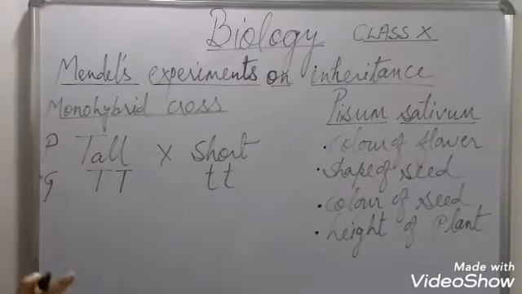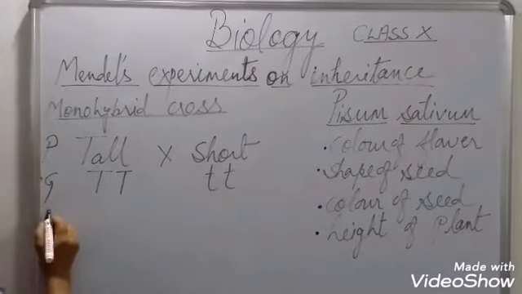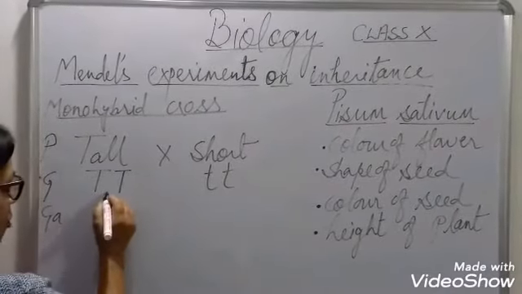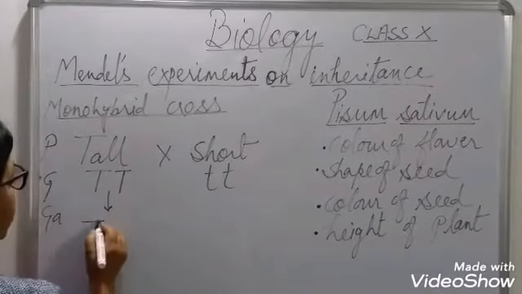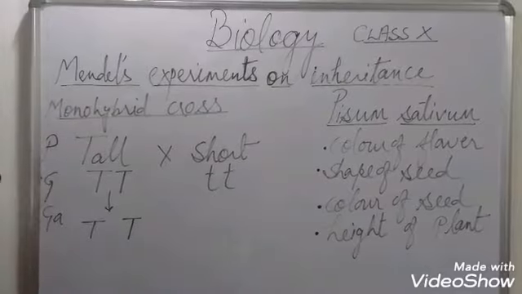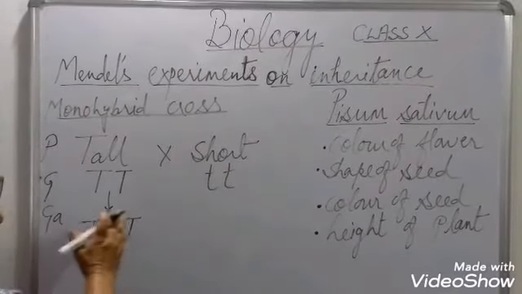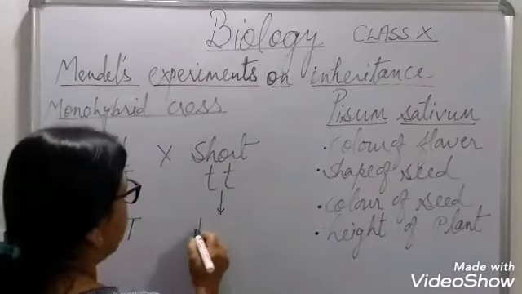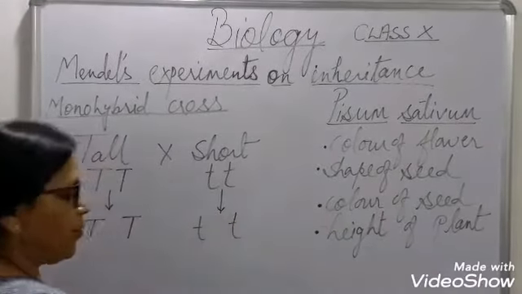Now, during sexual reproduction, you all know that gametes are formed. Now, gametes will be formed. These gametes are T and T. They will get separated. At the time of formation of gametes, these factors or these genes will get separated. And here, these will be small t and small t.